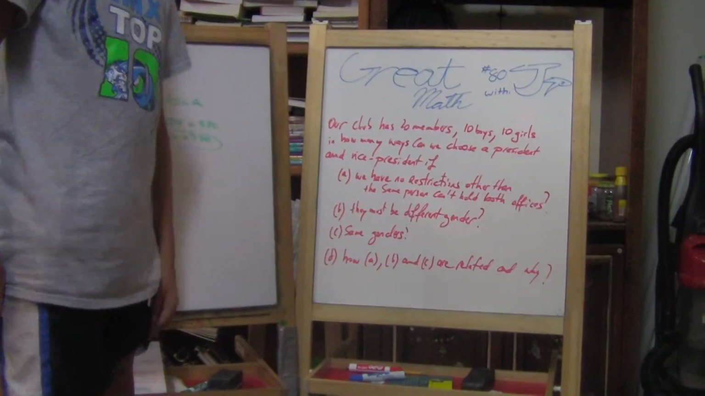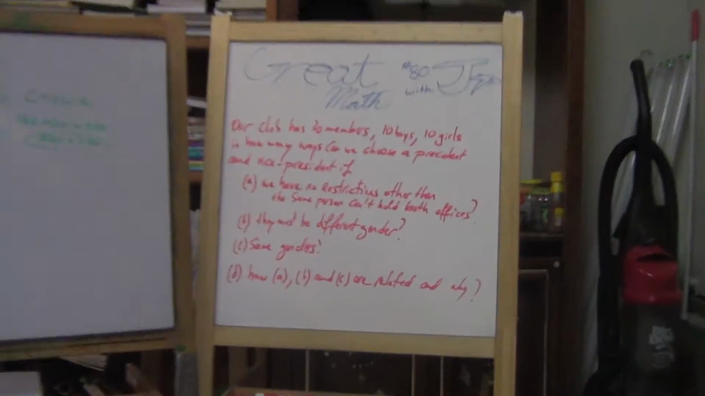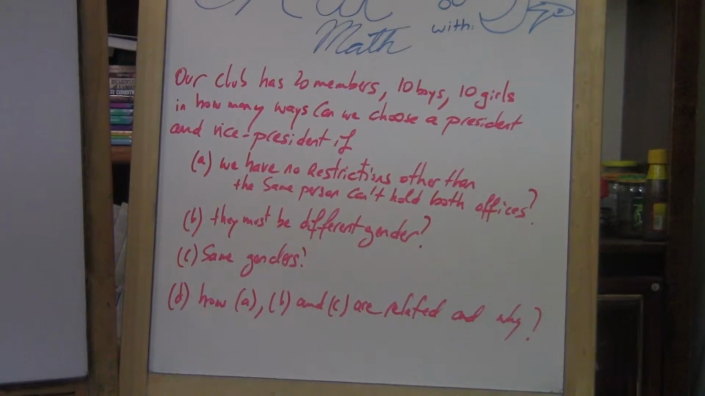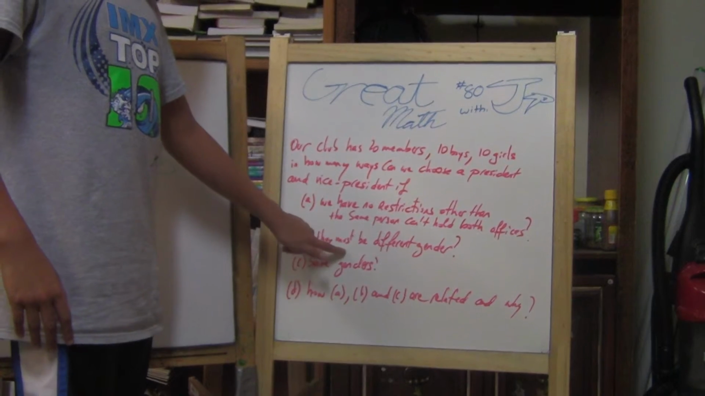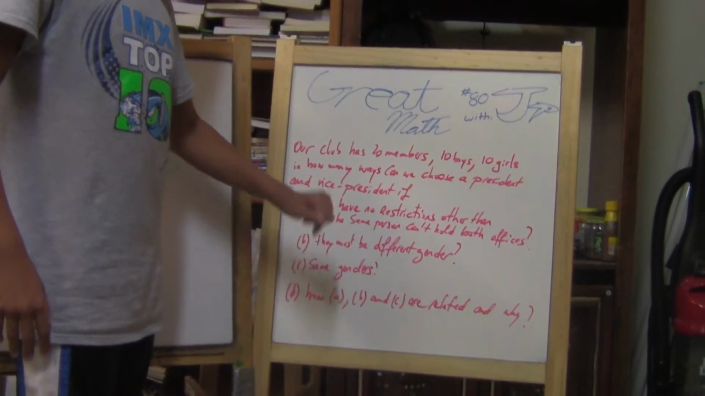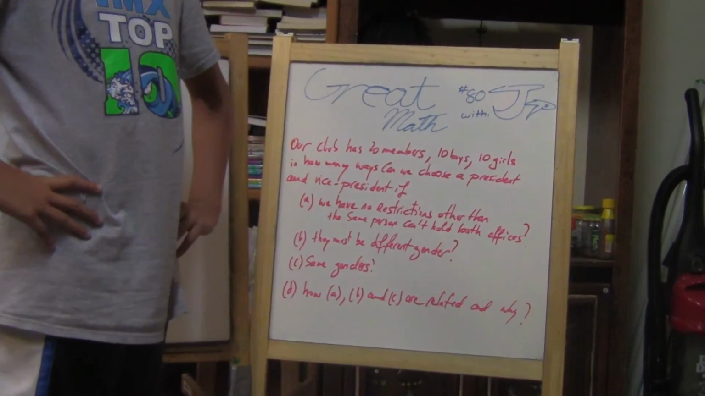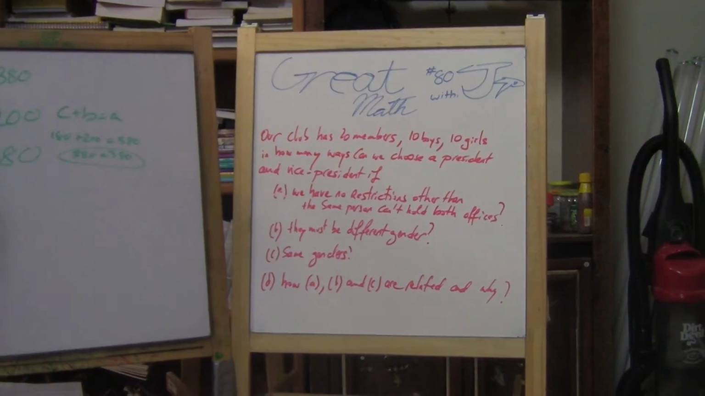Why does it make sense? It makes sense because they're all basically talking about the same thing. There were no restrictions here. But for this one, you would have to subtract the same gender. And for this one, you would have to subtract if they're a different gender. That would be the difference there. And then when you add them back together, you get whatever A was.